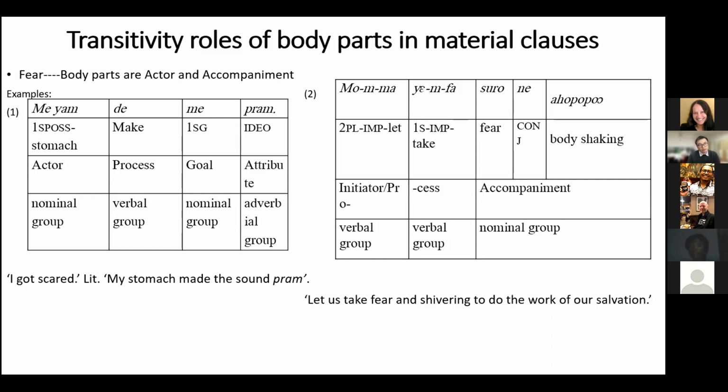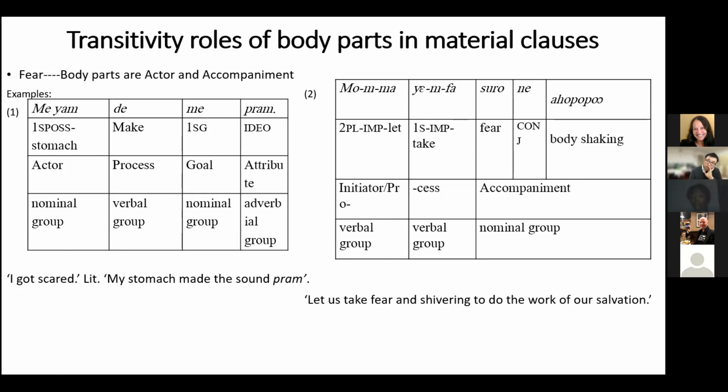Okay, and then for 2, we have body part fear expression realizing accompaniment. So here we have first row ne ahupupo. This is the part of the clause that realizes the material process, but I should have added the other clause. But regardless, first row ne ahupupo. So accompaniment is realized as coordinators. We have stro, which is a non-body part fear expression, and then it's joined with the conjunction ne, which is and, to ahupupo, body shaking. So that is the body part fear expression.